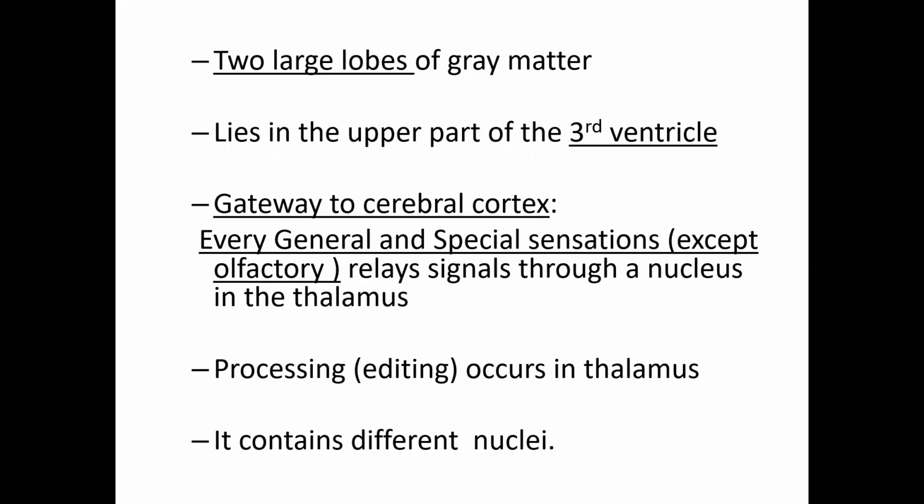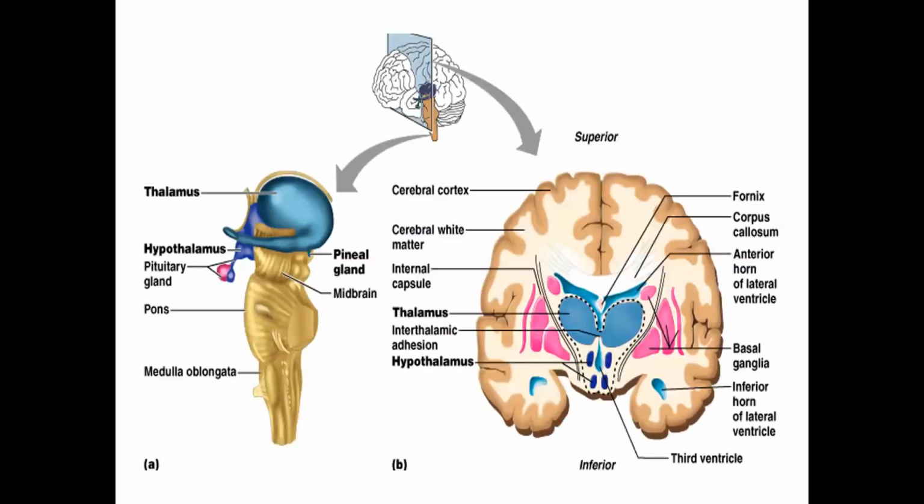So the thalamus is two large lobes of gray matter, which, as you know, form the lateral wall of the third ventricle. It is a gateway to the cerebral cortex, except for the olfactory pathway, and its main function is processing or editing of that particular information. Now, what are the different nuclei present in the thalamus that you are going to see?